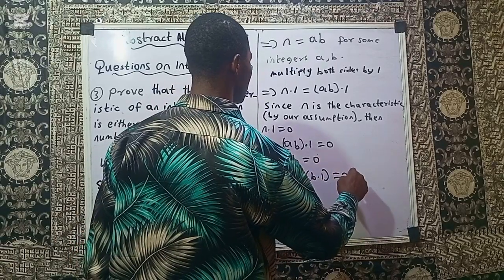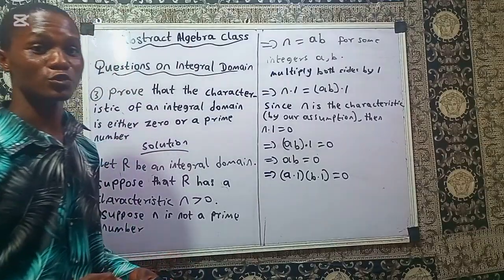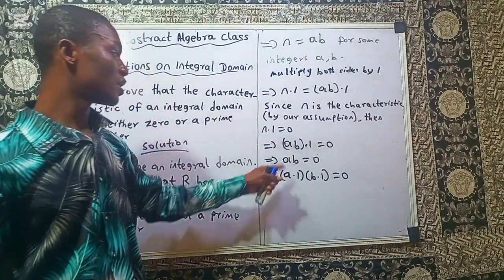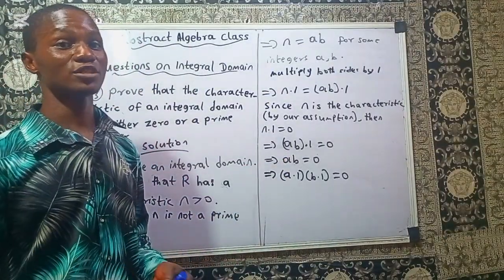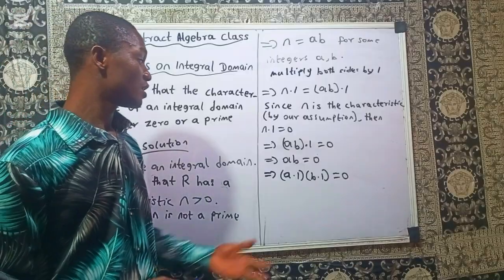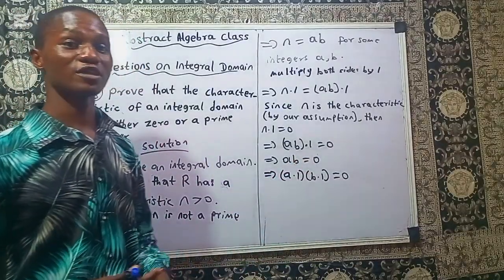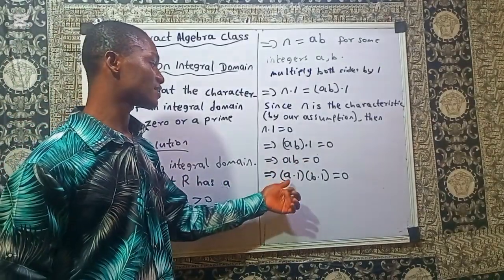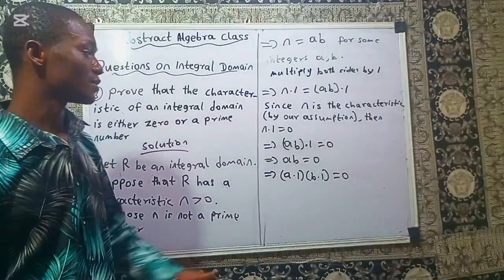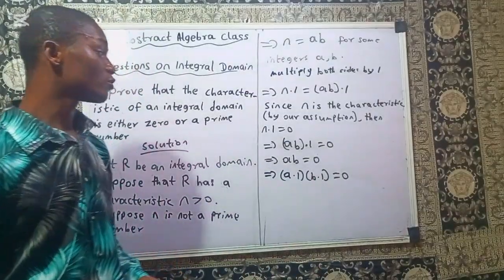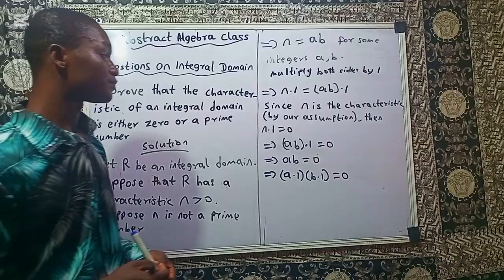1, and this is equal to 0, which is true, because if you use a to multiply the identity of the ring, you still get back a, and if you use b to multiply the identity of the ring, you still get back b. So you can write a as a times 1 and b as b times 1, and this gives you 0, which we have at the right hand side.